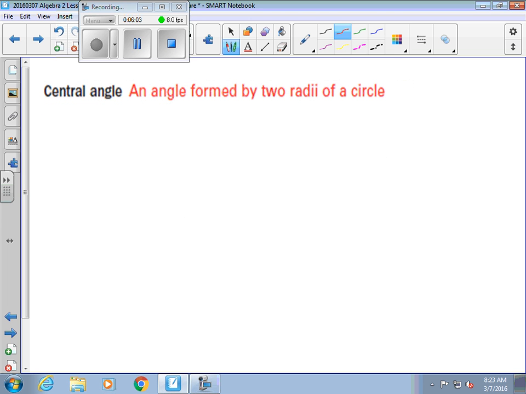A central angle is an angle formed by two radii of a circle. So a central angle, just talking about from the center or from the origin to each radius, forms something called a central angle. It may or may not be in standard position.